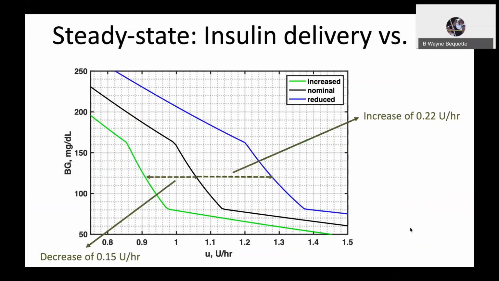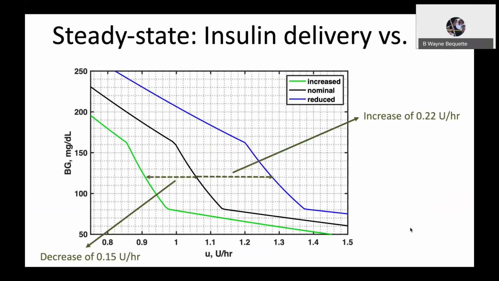So that somebody trying to regulate their blood glucose to 120 milligrams per deciliter, if they become more sensitive to the left, then that would decrease their basal insulin delivery rate by 0.15 units per hour. But if they had reduced insulin sensitivity, shifting the curve to the right in blue, then they would actually require an increase of 0.22 units per hour of insulin. So somebody may vary in their basal needs between roughly 0.9 units per hour up to close to 1.3 units per hour.